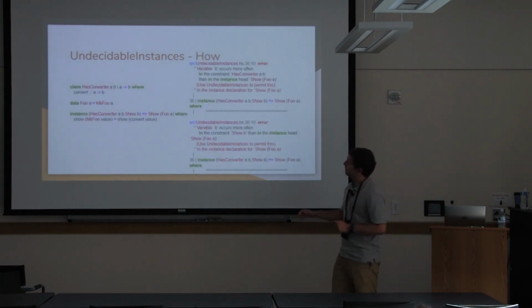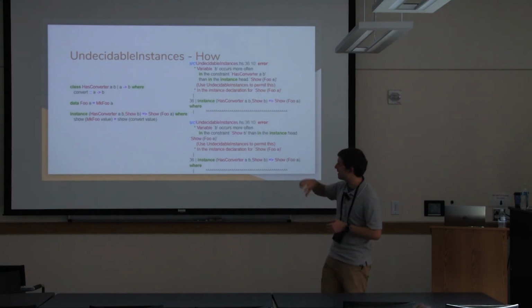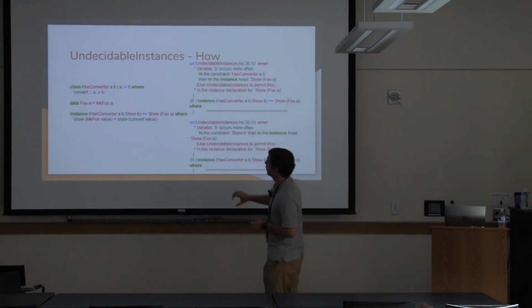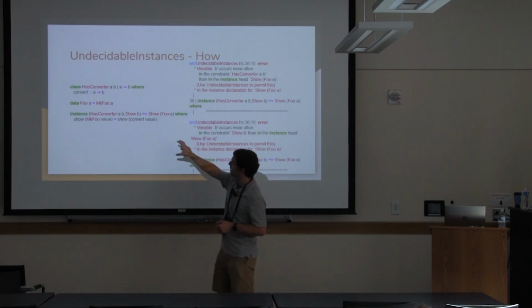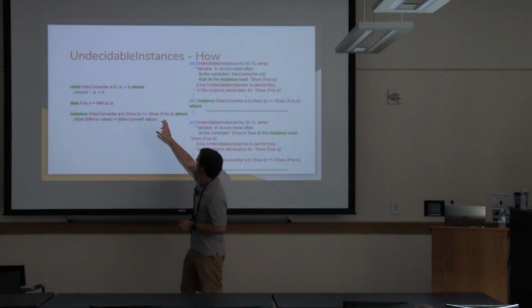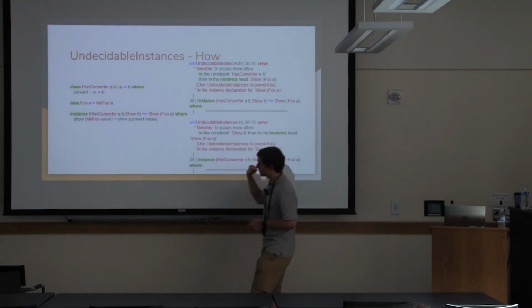So you can define a class here, quick thing from HasConverter, given an A, it's going to uniquely identify the B, and then we're going to try and make an instance here that, something is showable on this B, then we want to say you can show something else there.